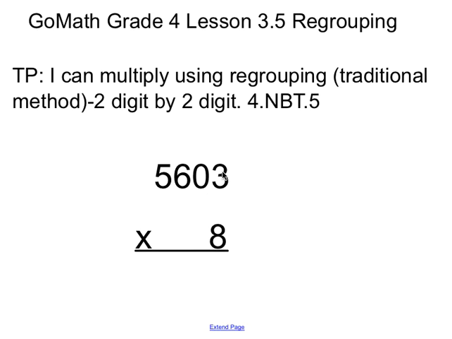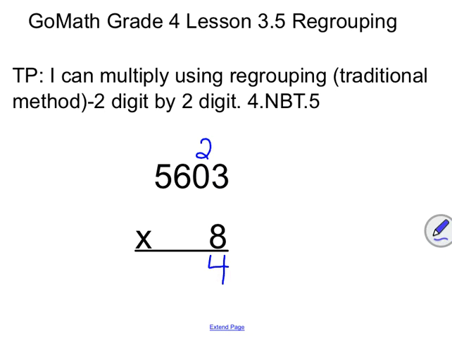by a 4-digit number. Okay, so we will be multiplying 5,603 times 8 using the regrouping method or traditional method. All right, so first we start in the ones place, and we will be multiplying 8 times 3, which is 24. So 24 is 2 tens and 4 ones.